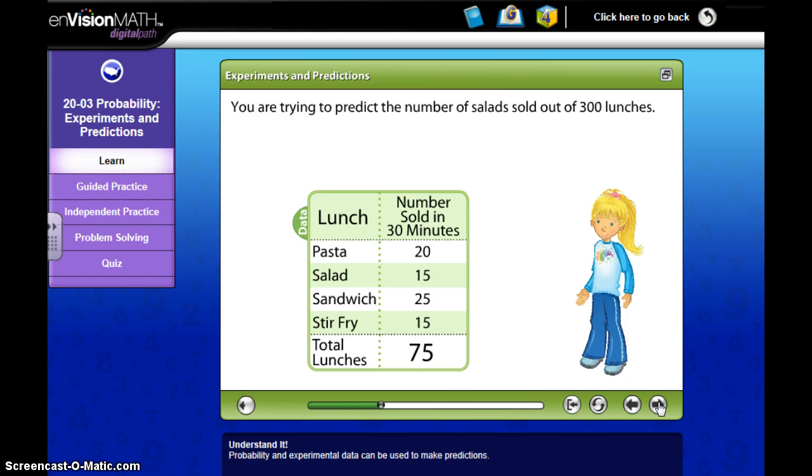So let's take 15 out of 75, which is what we have now. But we want to try to figure out, instead of 75, we want to make it 300. Do you remember how to make an equal fraction? You have to do the same to the bottom. That's right. How did I get from here to here?